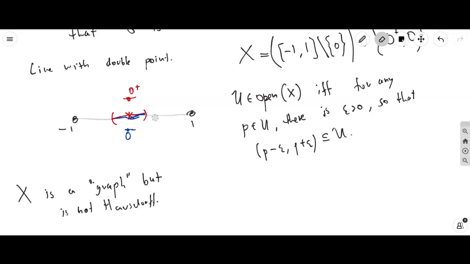So it means that some people would look at this example and tell you that it's not a topological graph, because some people insist that a graph should also be Hausdorff. There are certain instances where that's useful to have.